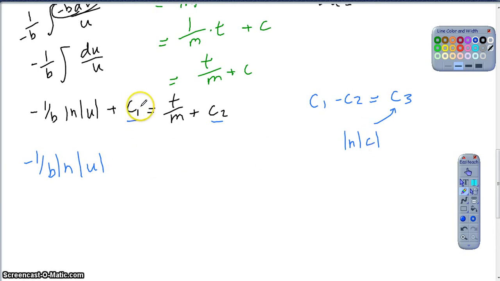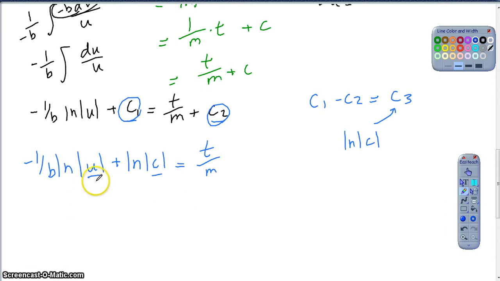But I'm going to combine these two together, and I'm going to represent those as ln of c. I'm going to combine those two together and say that they're just some single constant as an ln function. So then that leaves me on the right hand side, which is this. The reason I want to do that is that allows me to take advantage of my ln properties.